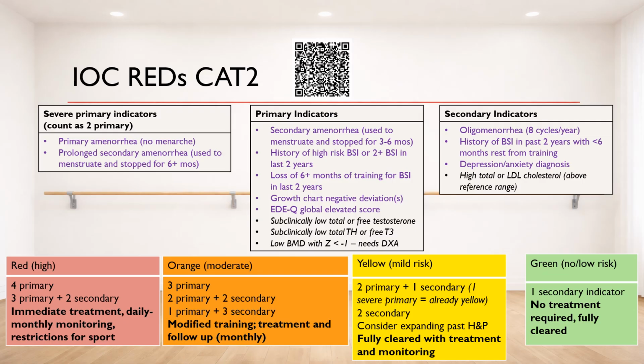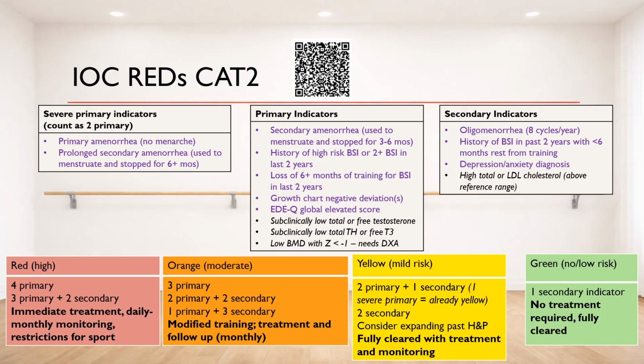Keeping things objective, REDS patients may warrant different types of workups, treatment, and monitoring based on their risk status. So the IOC consensus group designed clinical assessment tools recently updated to the CAT-2. Don't be overwhelmed by this. We're going to walk through it together. There's 4 risk categories: red, orange, yellow, and green. Based on how many primary indicators and secondary indicators apply to the patient, the risk is stratified accordingly.